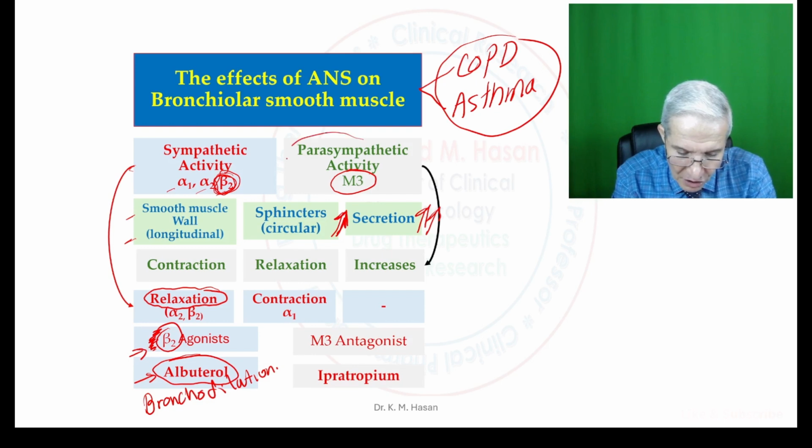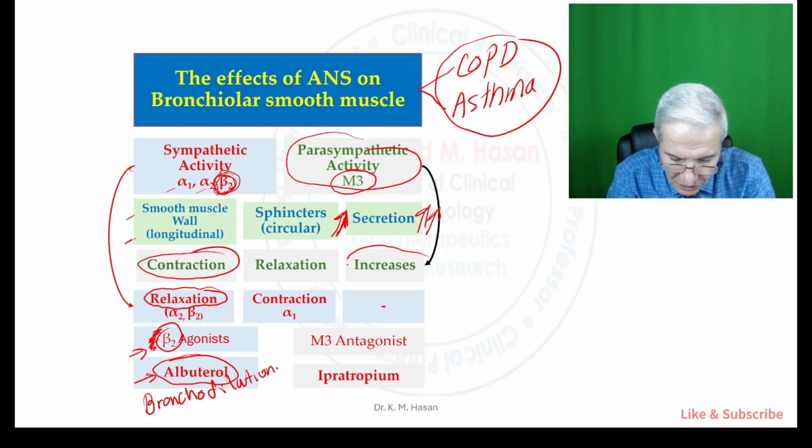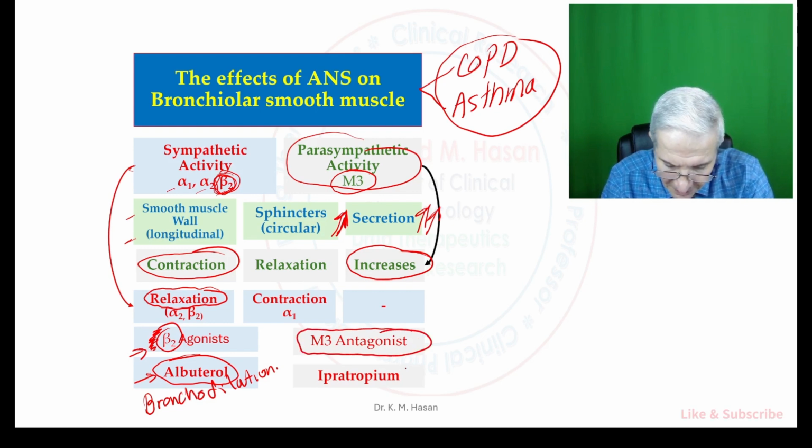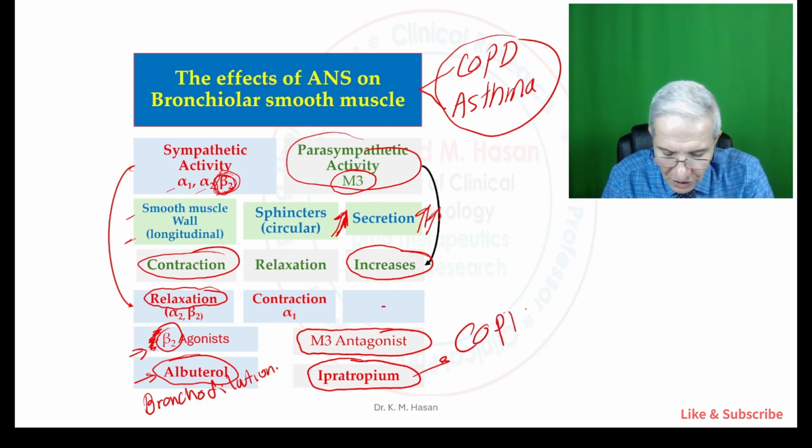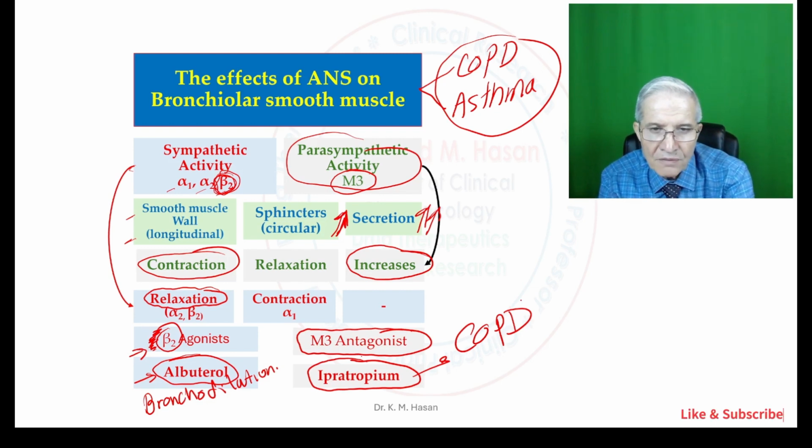So the M3 receptor leads to contraction and increased secretion. For this reason, we can use something called a muscarinic M3 antagonist. Among muscarinic M3 antagonists, we have ipratropium, which is used for patients suffering from COPD, chronic obstructive pulmonary disease. So what is ipratropium? Ipratropium is a muscarinic M3 antagonist, belonging to the parasympathetic system.